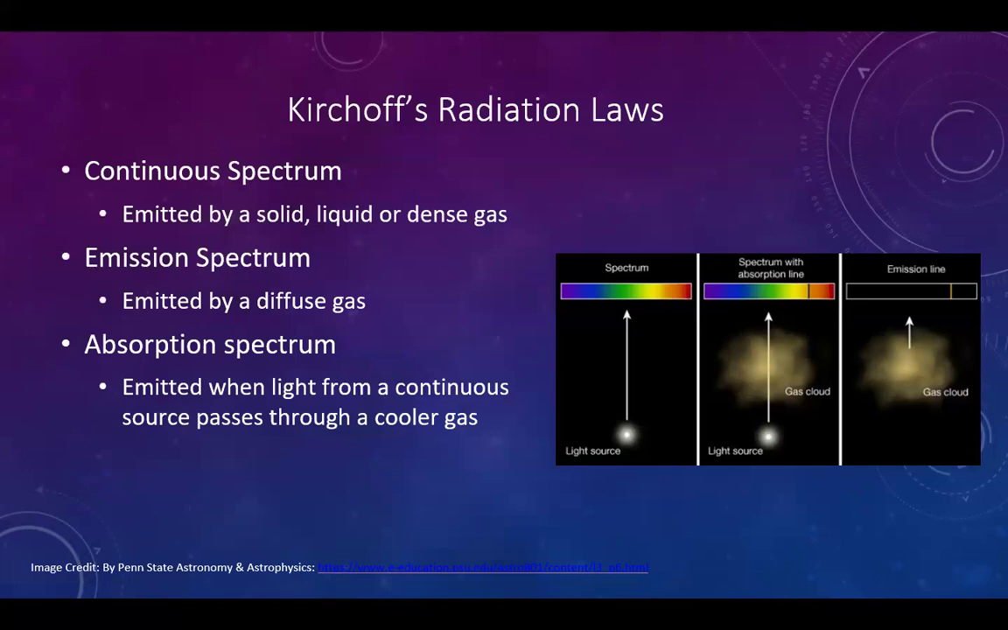So a continuous spectrum is emitted by a solid, liquid, or a dense gas. An emission spectrum is emitted by a diffuse gas that's excited by something. It's usually really hot or being hit by bright light from a nearby star or something. And an absorption spectrum is emitted when light from a continuous source passes through a cooler gas. And this happens all the time because it just needs to be in the way.